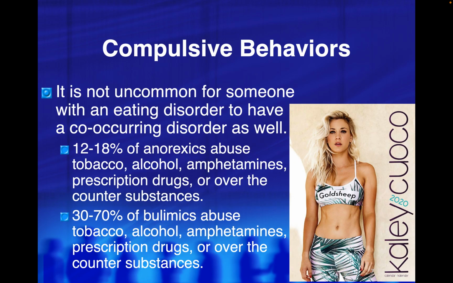It is not uncommon for someone with an eating disorder to have a co-occurring disorder as well. 12 to 18% of anorexics abuse alcohol, tobacco, amphetamines, prescription drugs, or other over-the-counter substances. 30 to 70% of bulimics abuse tobacco, alcohol, amphetamines, prescription drugs, or over-the-counter substances.